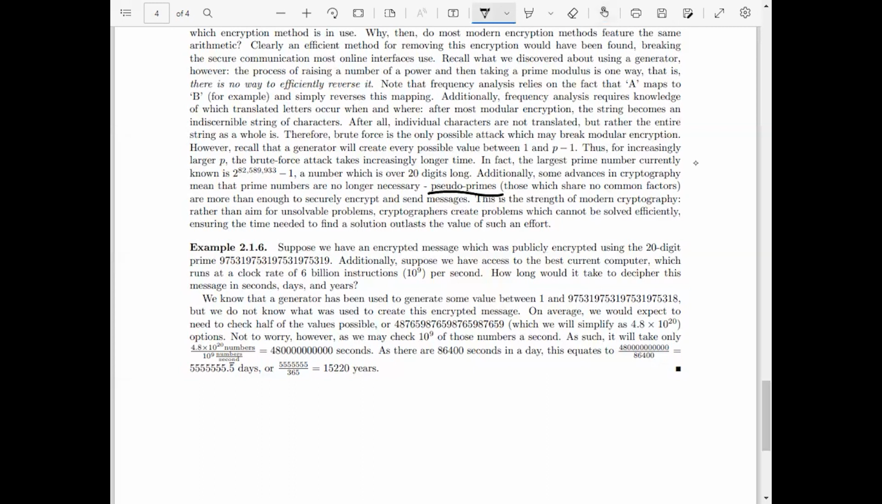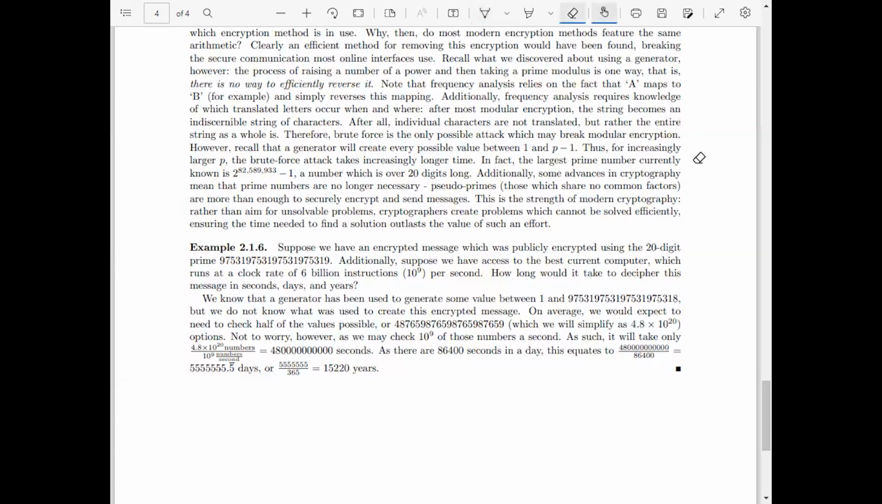You can use pseudo-primes, which are just two numbers which share no common factors, which significantly increases the number of possible things that you would need to try before you end up with a possible solution. So that's really what the strength of modern cryptography is.